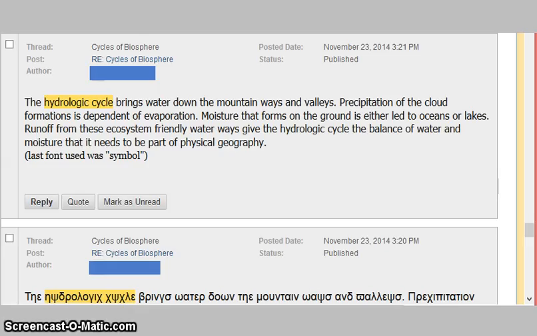Here's a reply that doesn't meet the requirements. There's one term highlighted. It meets the word count, but it does not have an image, does not have a reference, and therefore will only earn a maximum of 3 points out of the 5 possible for a reply.